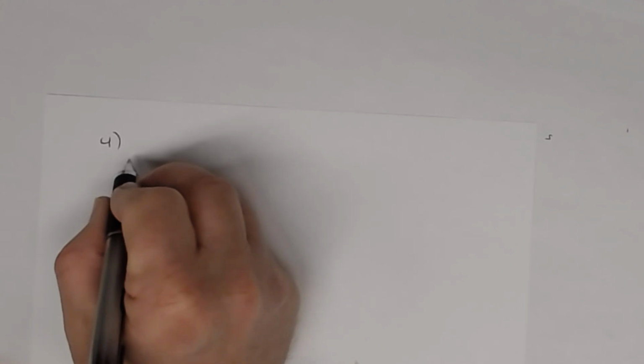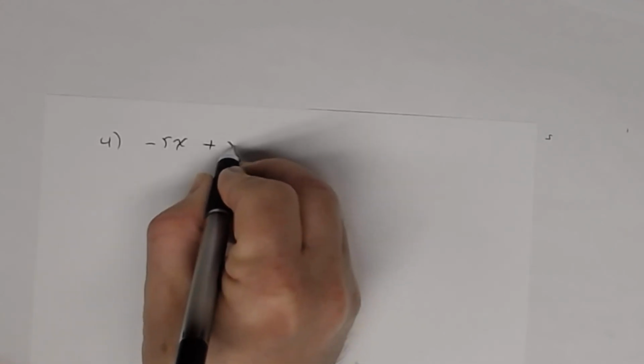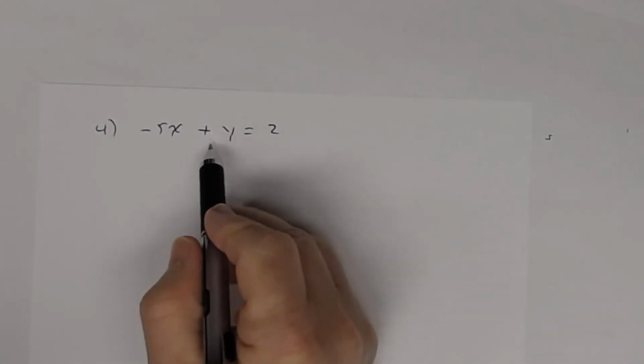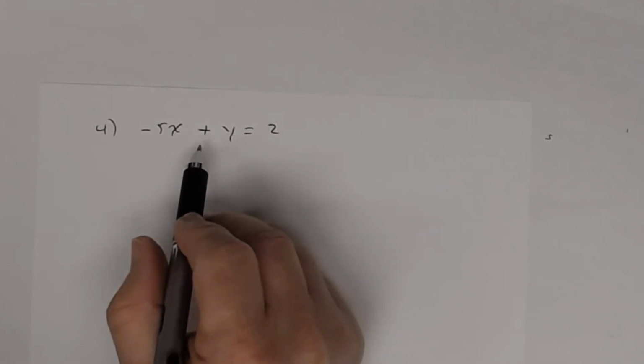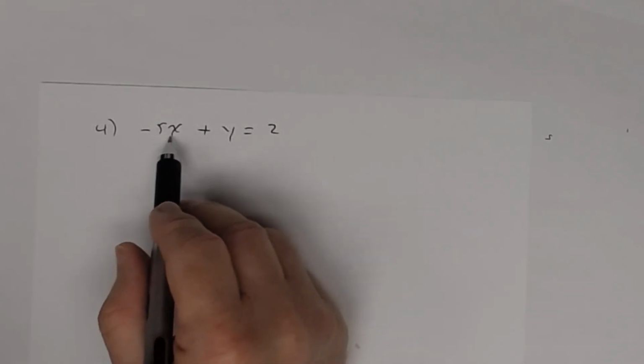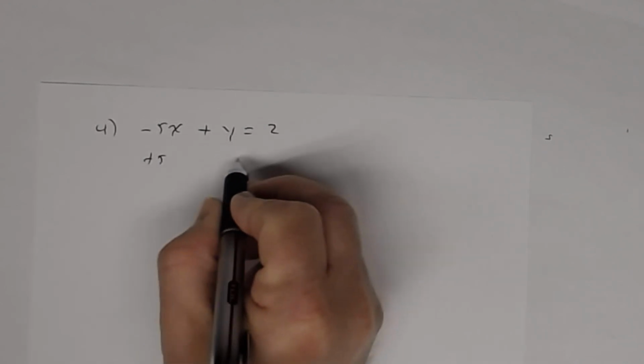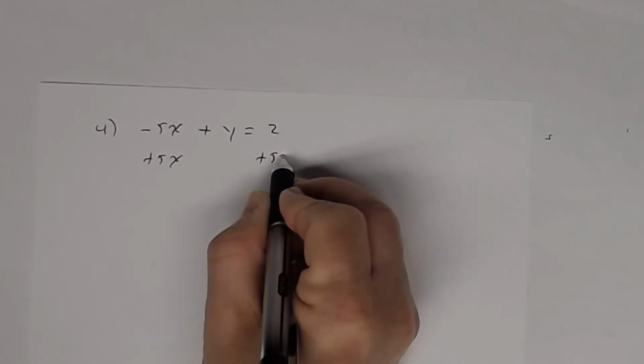All right, number 4, we have negative 5x plus y equal 2. That one's not that bad because notice the coefficient of y is already a 1, so that should be an easy one. This is a negative 5x. I'm going to add 5x to both sides to change that to slope-intercept form.